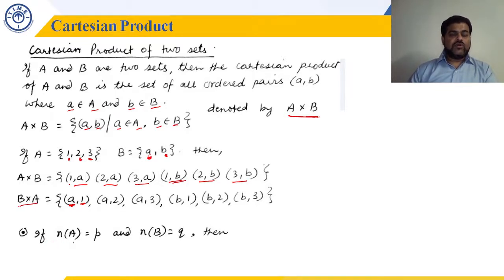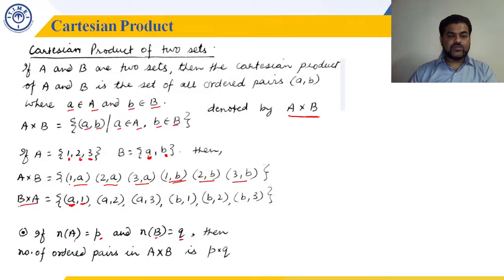Now suppose the number of elements in set A is small p, and the number of elements in set B is small q. Then what will happen? The number of ordered pairs in A cross B is p into q. We have to multiply the number of elements.